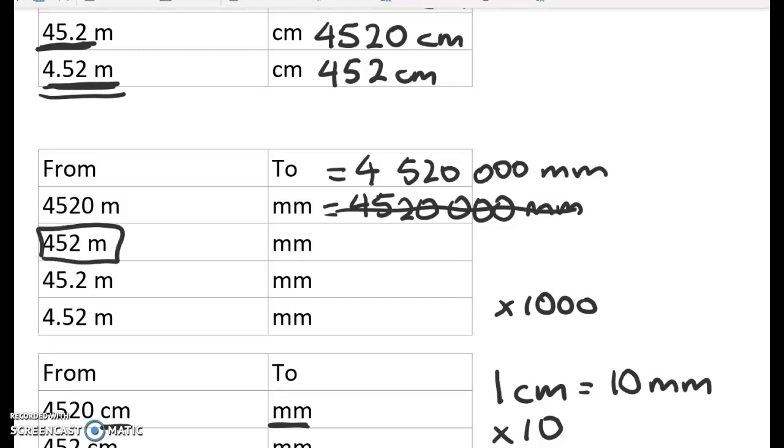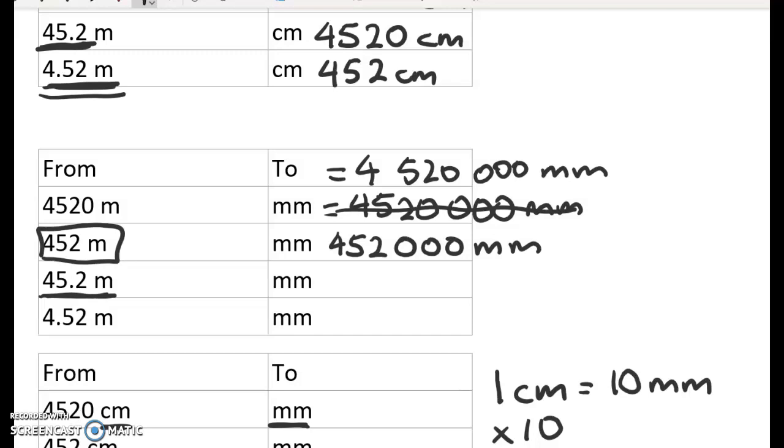452 meters is how many millimeters? Well, I need to times by 1,000. So that one's easy. 452,000 millimeters. Hard to imagine what use it would be talking about that, but much more likely to be talking about meters, right?